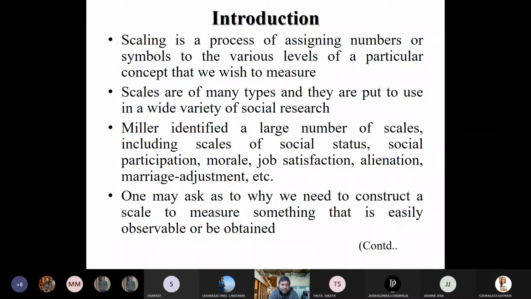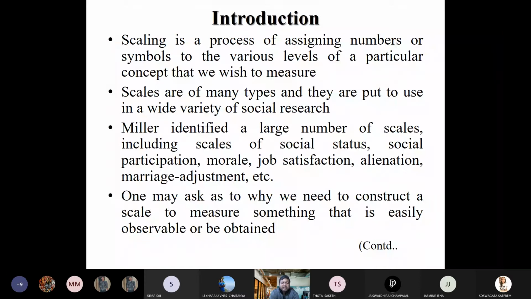We'll discuss in detail. There are many types of scales, and they are put to use in a wide variety of social research and other kinds of research. Mostly, in psychological research, they usually use scaling techniques. In many types of research we use scaling techniques. It depends upon the topic on which you are working, and accordingly you decide whether you are going to take scaling techniques as a method for your research or not.